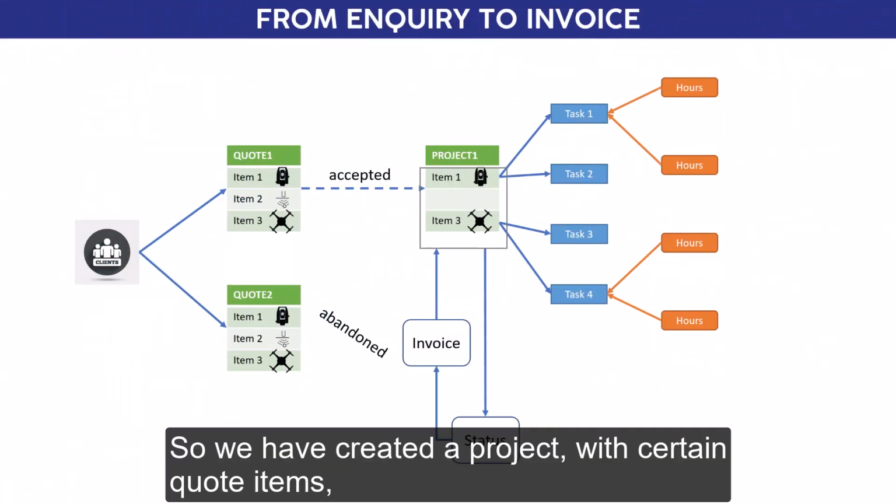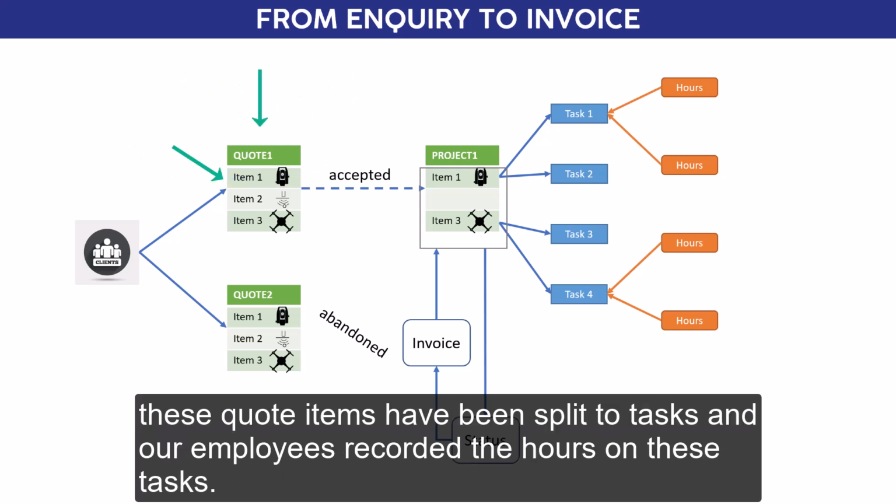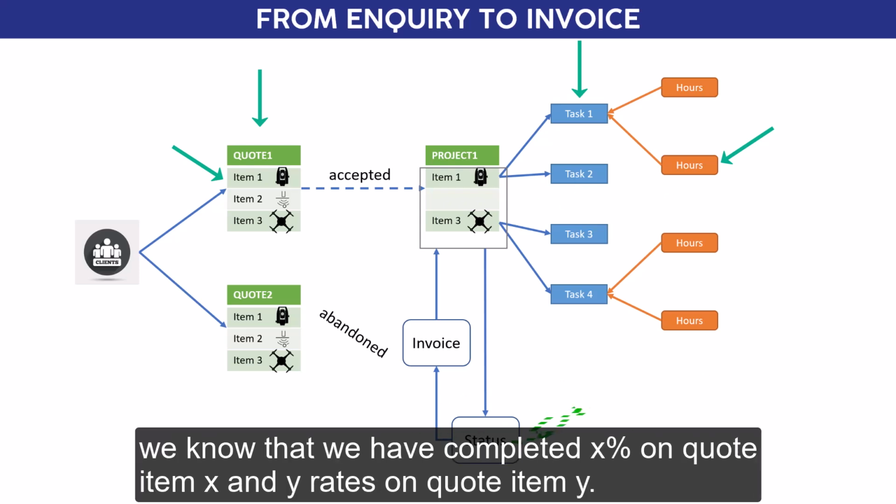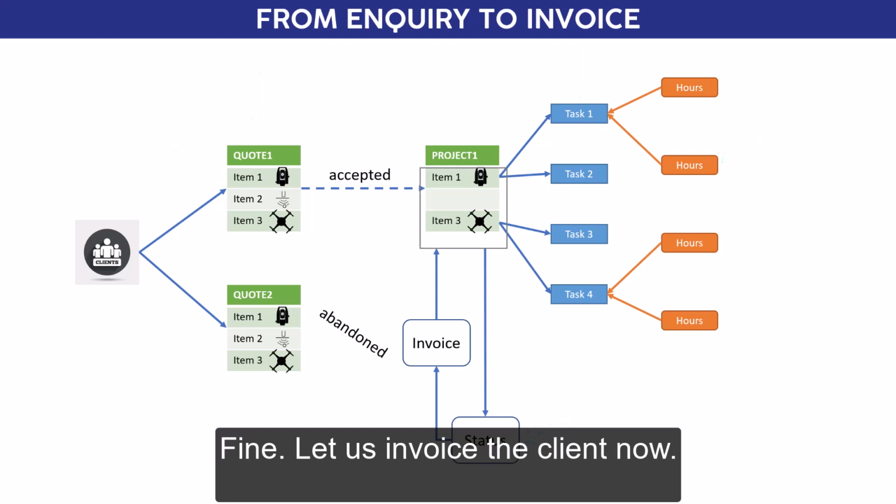So we have created a project with certain quote items. These quote items have been split into tasks and our employees recorded the hours on these tasks. Finally, we as project managers have decided the status of the project. We know that we have completed X% of quote item X and X% on quote item Y. Fine. Let us invoice the client now.